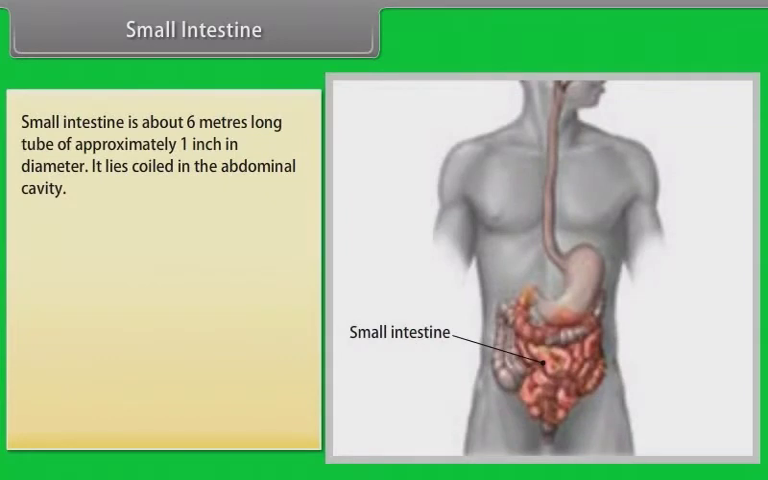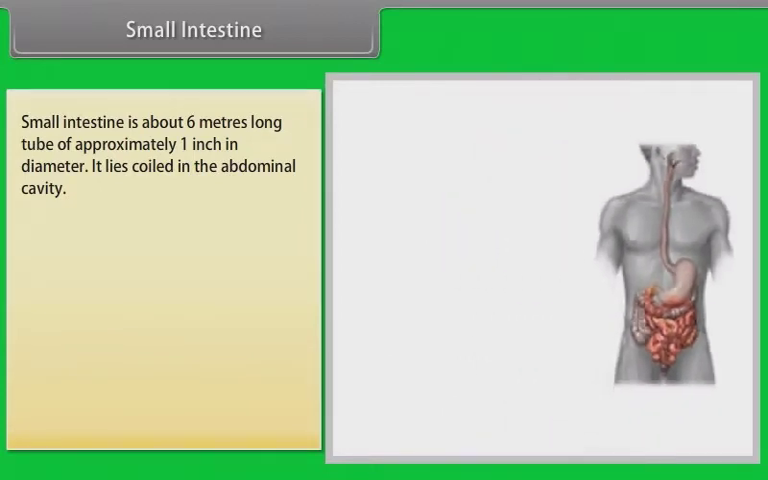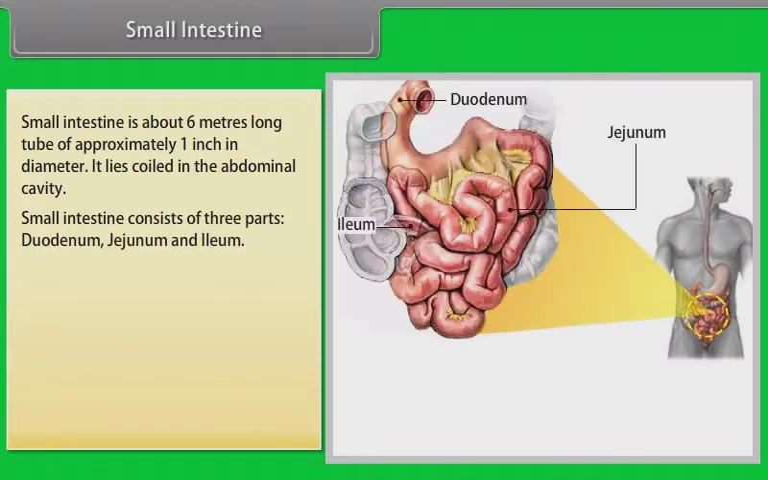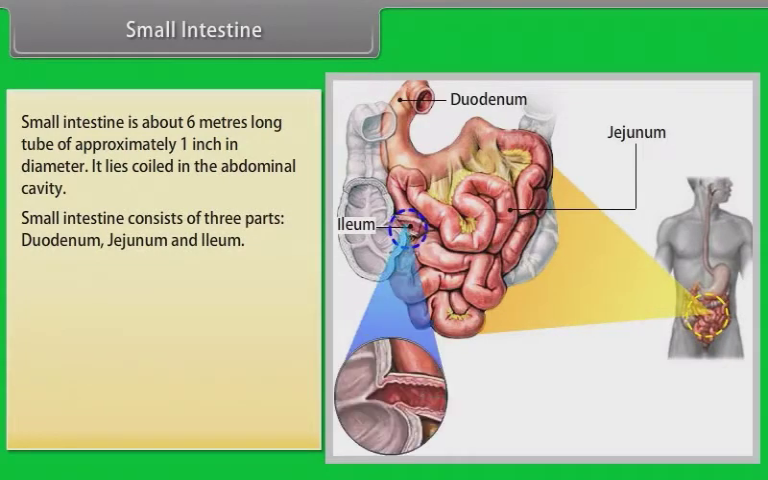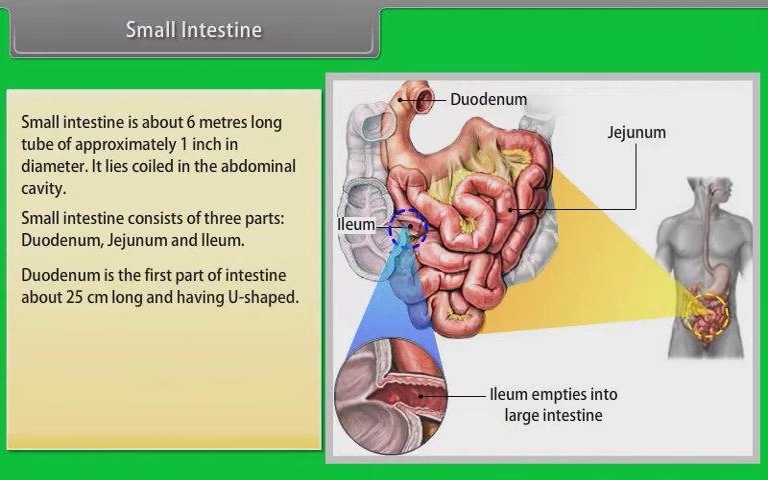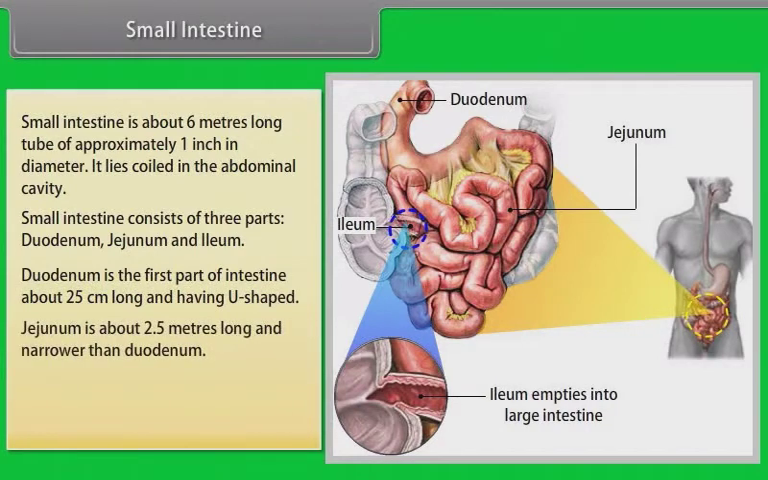Small intestine. The small intestine is about 6 meters long and approximately 1 inch in diameter. It lies coiled in the abdominal cavity. The small intestine consists of 3 parts: duodenum, jejunum and ileum. Duodenum is the first part of the intestine, about 25 centimeters long and U-shaped. Jejunum is about 2.5 meters long and narrower than the duodenum. The jejunum and ileum do not have a clear-cut separation.